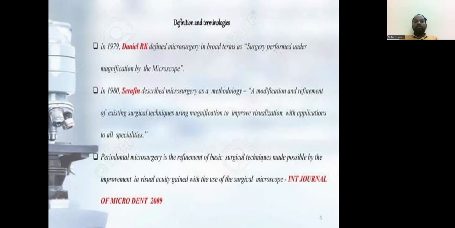Periodontal microsurgery is defined as surgery performed under magnification by the microscope. It has also been defined as a modification and refinement of existing surgical techniques using magnification to improve visualization, with applications to all specialties. Periodontal microsurgery is also defined as the refinement of basic surgical techniques made possible by the improvement in visual acuity gained with the use of the surgical microscope.